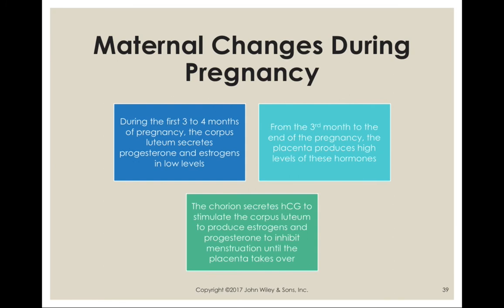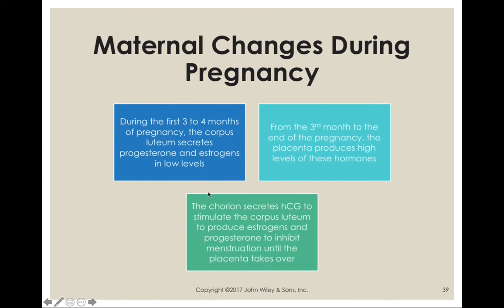Now, as we're all aware, as pregnancy progresses, there are going to be a lot of changes that are occurring in the fetus. But that being said, the mother is also going to undergo a fair share of changes as well. One of the most apparent changes is the development of the placenta. We already know that during the first 3 to 4 months, the corpus luteum is going to be releasing estrogen and progesterone. This continues the growth and maintains the endometrium.